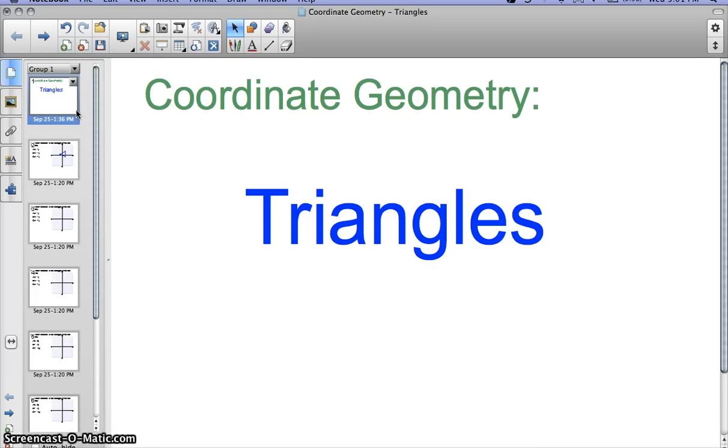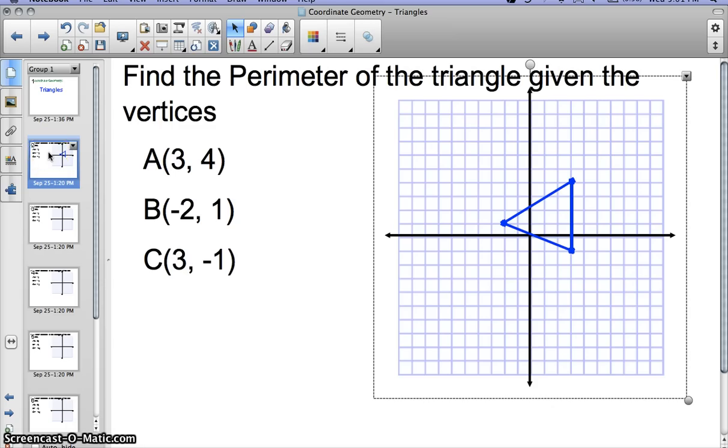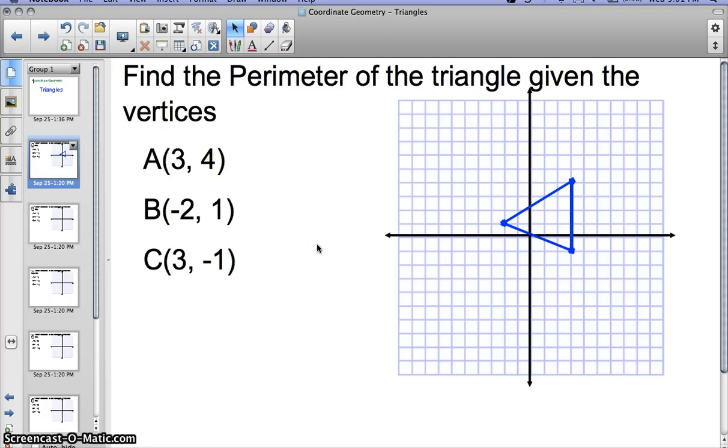Alright, coordinate geometry, what we're talking about is finding perimeter and later area of shapes given just the coordinates of the vertices. So let's get started. As we can see, it says find the perimeter of the triangle given the vertices. So we've got A, B, and C. Let's mark them out for us.